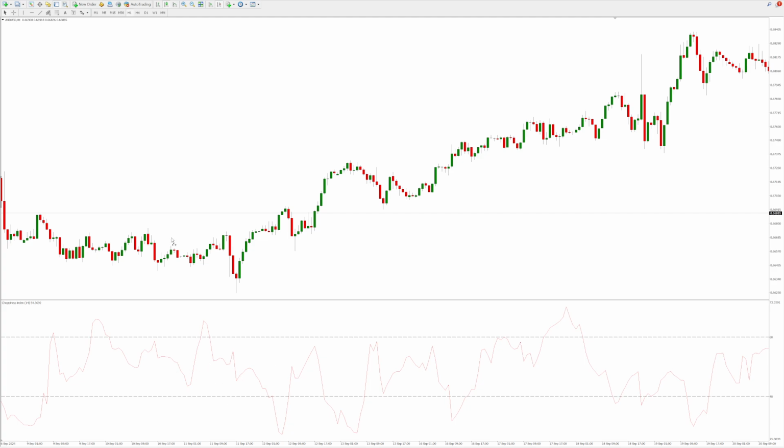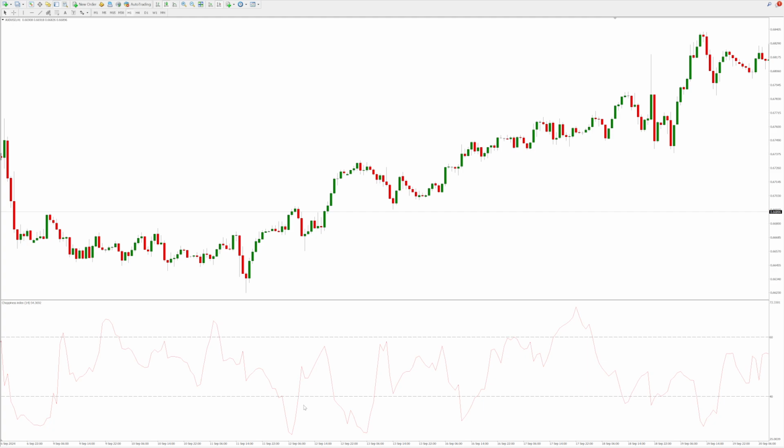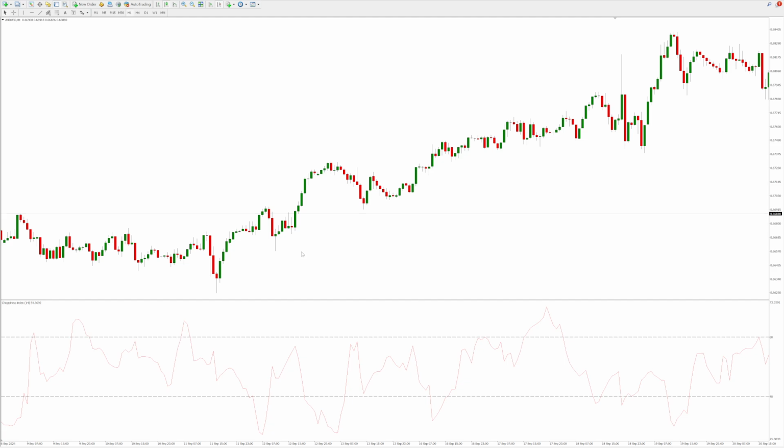So here's the indicator here. Basically anything high suggests that the market is choppy or ranging. Anything low suggests that the market is trending. It's as simple as that. You can use it to identify market ranges if you're range trading, or you can use it to identify trends in markets if you're trend trading. I prefer trend trading simply because I can catch bigger moves with less effort. However, you can use the Choppiness Index for range trading.